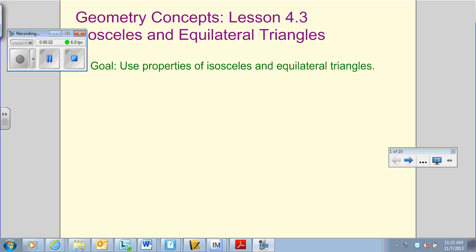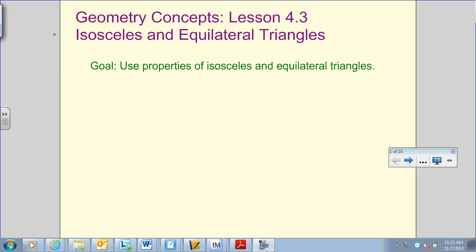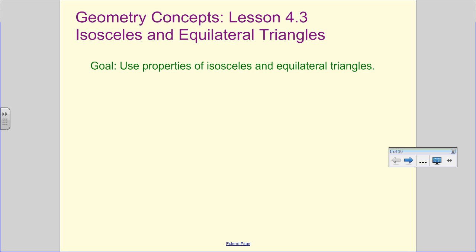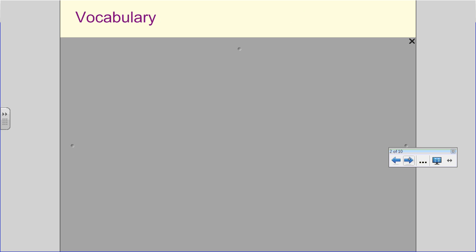All right, we're going to take a look at lesson 4.3. We're going to talk specifically about two of our types of triangles, isosceles and equilateral. When we start looking at having equal sides in our triangle, there are certain properties, characteristics, and things that happen as the relationship between the angles and the sides. So we'll take a look at those.